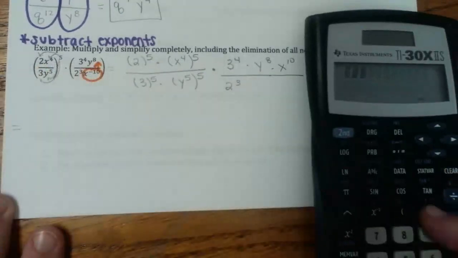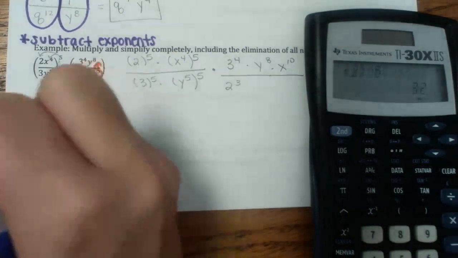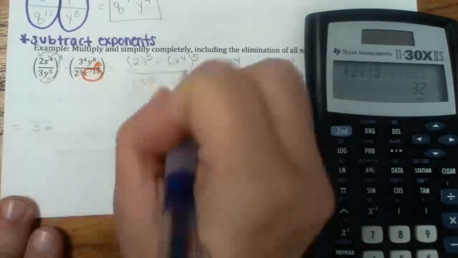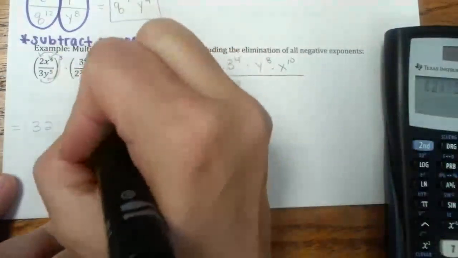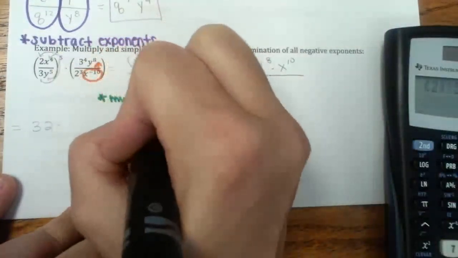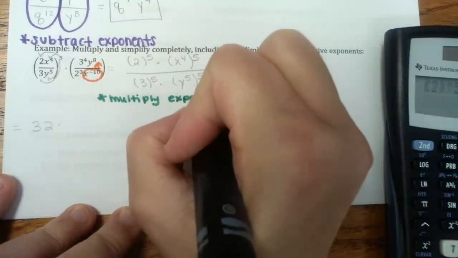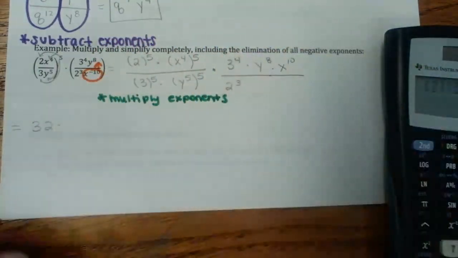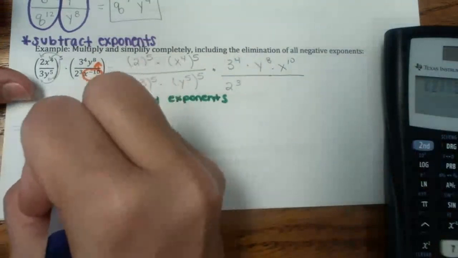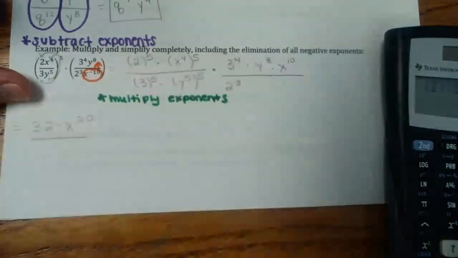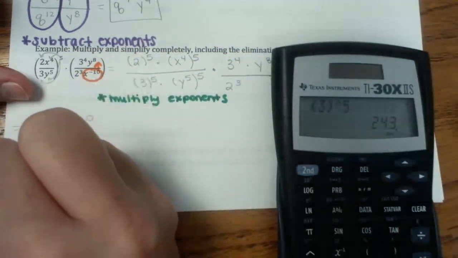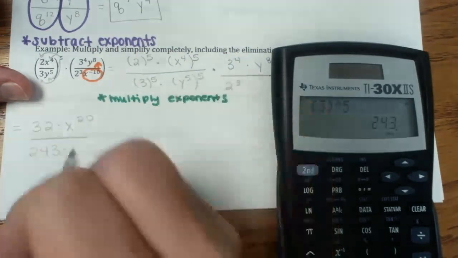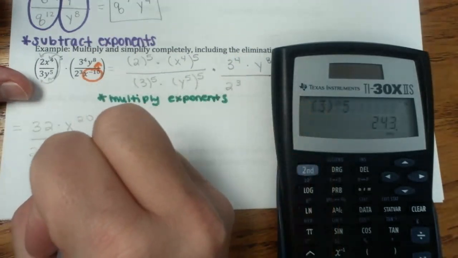So 2 to the 5th power would give us 32 times x to the 4th to the 5th. Remember, we have a power to a power, so that means we can multiply our exponents. So x to the 4 times 5, which would give us 20, all over 3 to the 5th power, which would give us 243, times y to the 5th to the 5th, multiplying our exponents would give us y to the 25th.